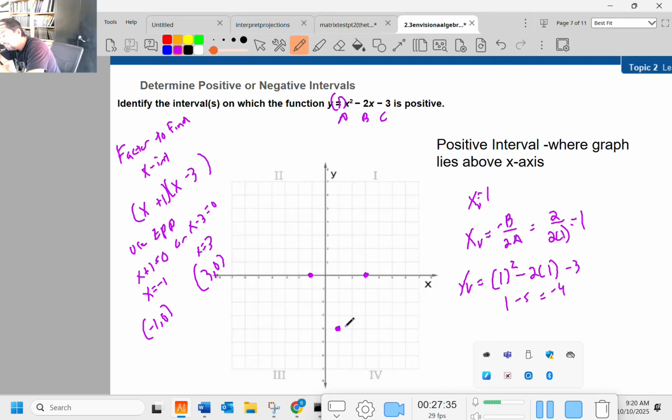Something else that might be worth doing is the y-intercept. It's something that's so easy to do. You just let x equal 0. And this equation is in standard form, so it's always going to be the number at the end. But anyways, it'd be 0 squared minus twice 0, and then minus 3, and it's just -3. And this lets you get a better picture.